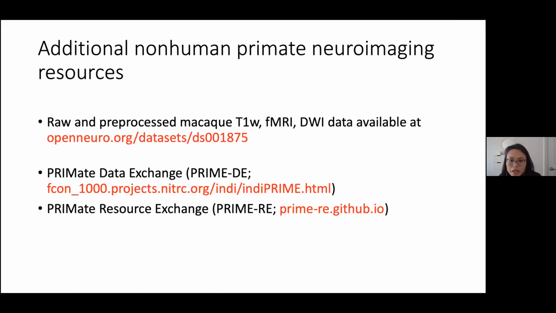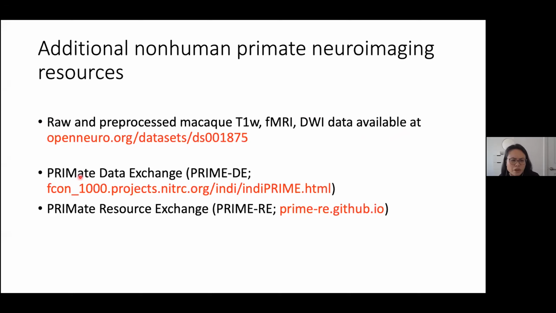Okay, and then I wanted to leave one last little resource in case anyone is interested, particularly in primate neuroimaging. The neuroimaging data that went into TVB Macaque are also openly available on openneuro.org, and that includes both the raw and pre-processed anatomical, resting state fMRI, and diffusion weighted data that we used to build this package.